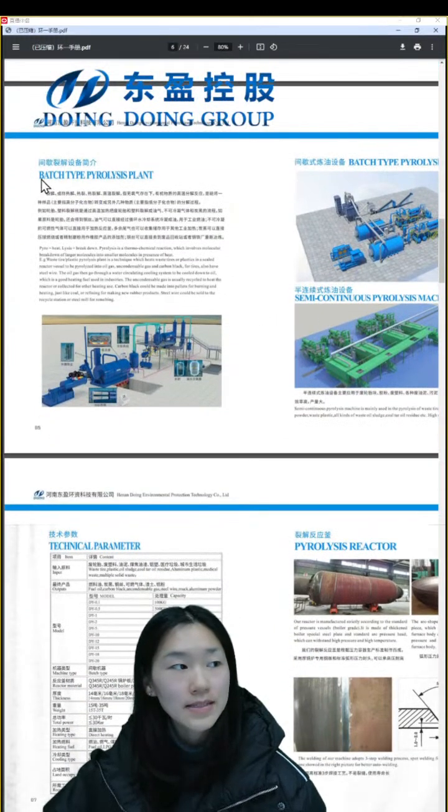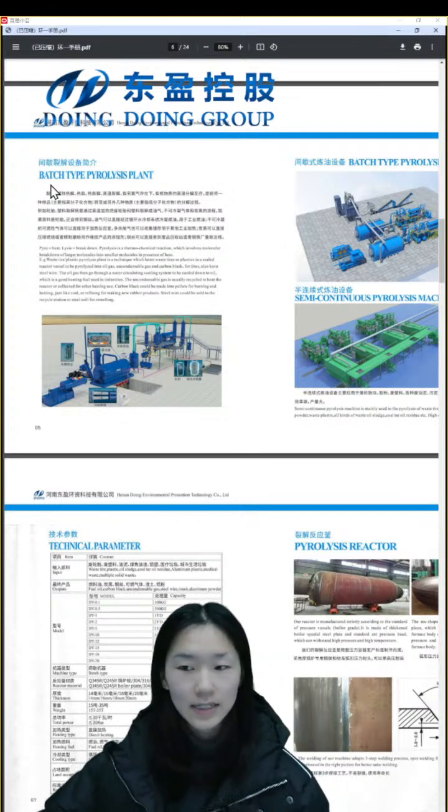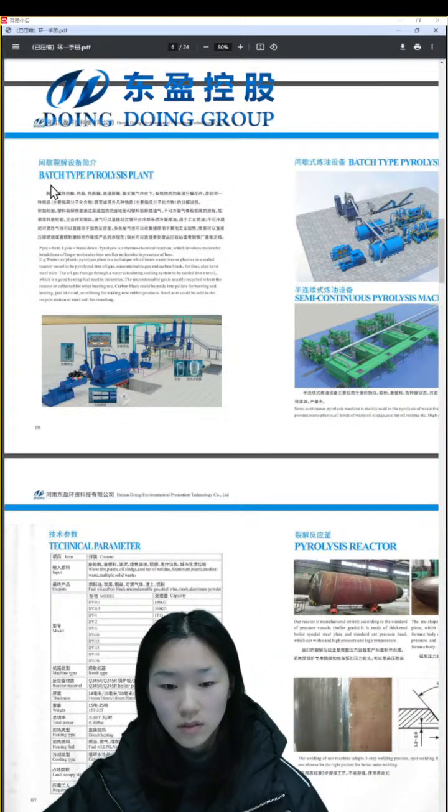Firstly, you can see the main product is our batch type pyrolysis machine. For newcomers, if you want to enter the pyrolysis industry, you can choose a small capacity machine, just like 1 ton, 2 ton, and 5 ton per day.